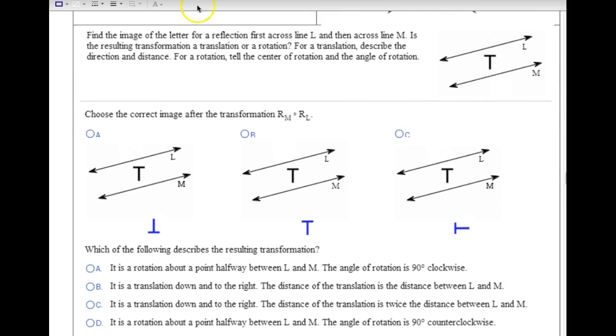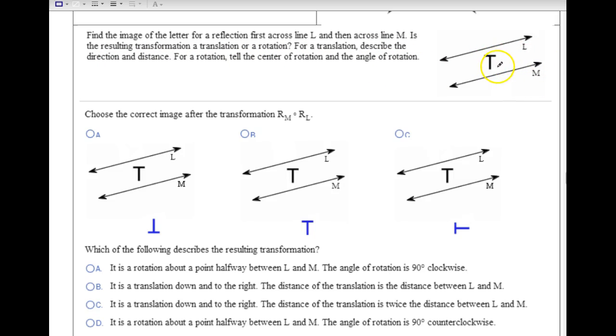Okay, let's do an example. Find the image of the letter T reflected first across line L and then across line M. Is the resulting transformation a translation or a rotation? For a translation, describe the direction and distance. For a rotation, tell the center of rotation and the angle of rotation.